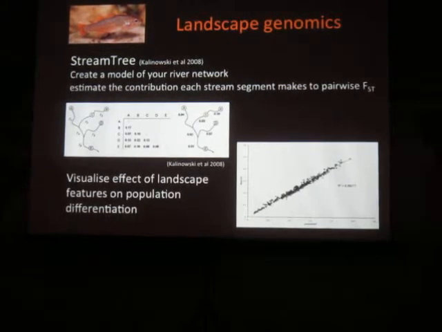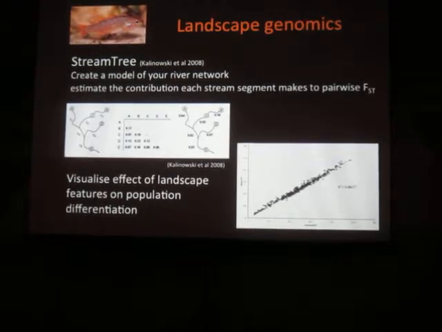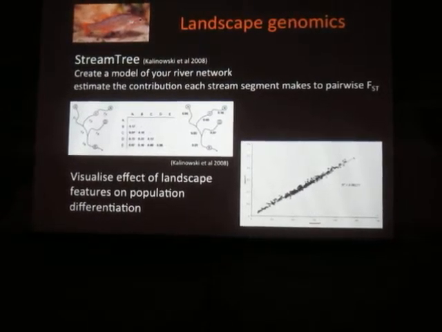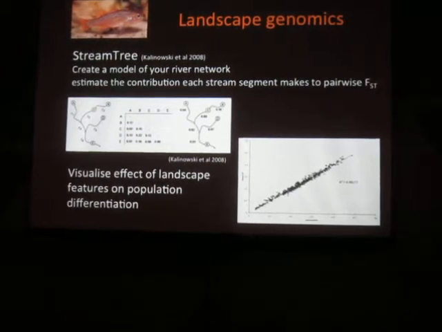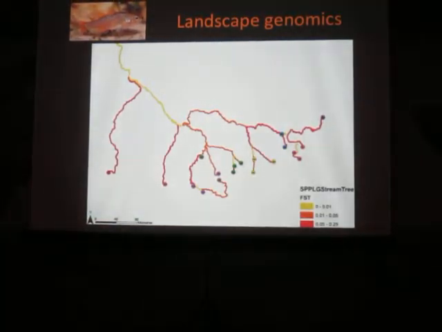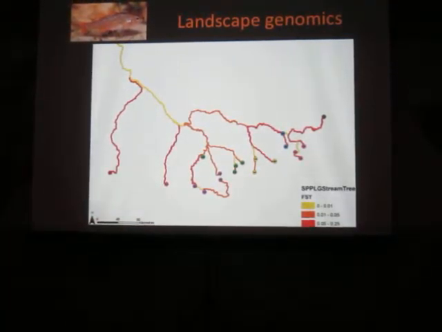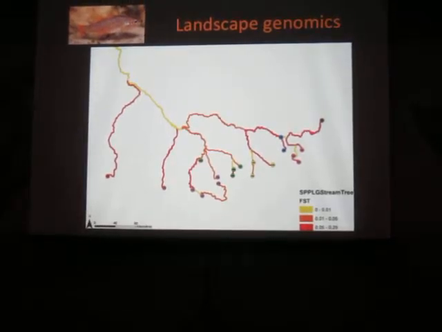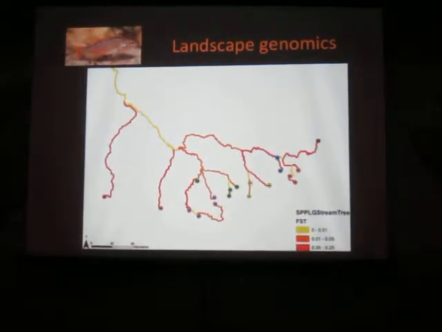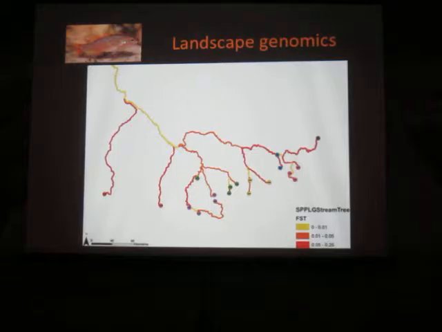And so when we look at the observed pairwise FST and the model-fitted FST there, we can see it's a really good fit for our data. And then when we map it onto the stream network, what we can see here is that the yellow sections of stream are those that the model says are contributing the least to FST.